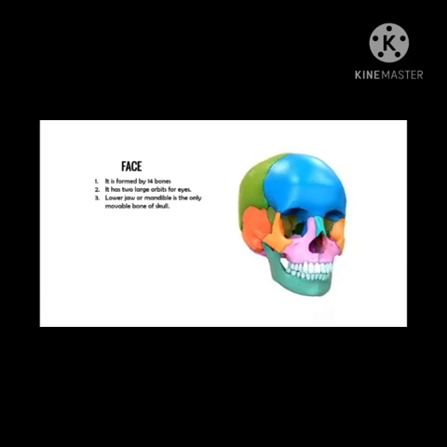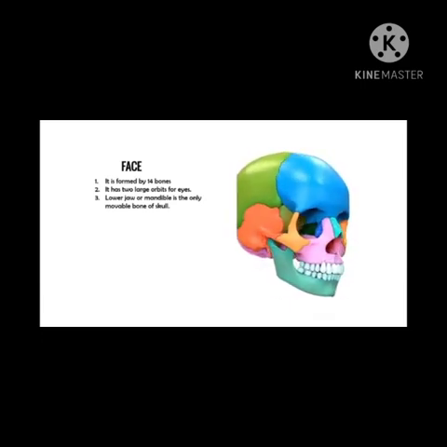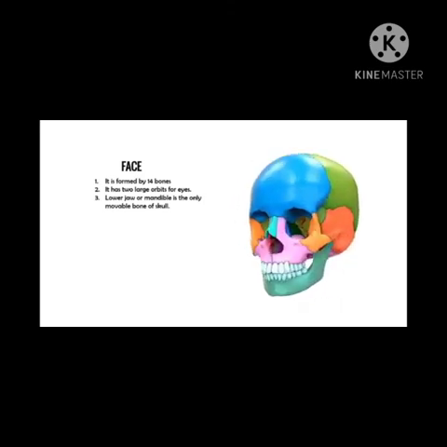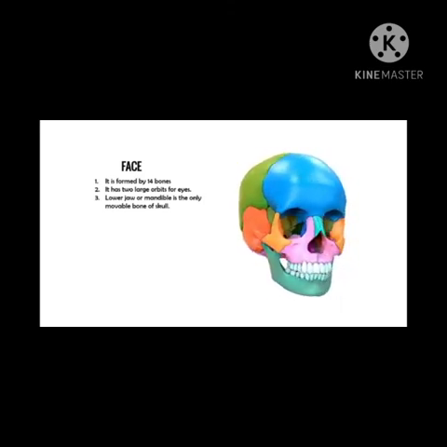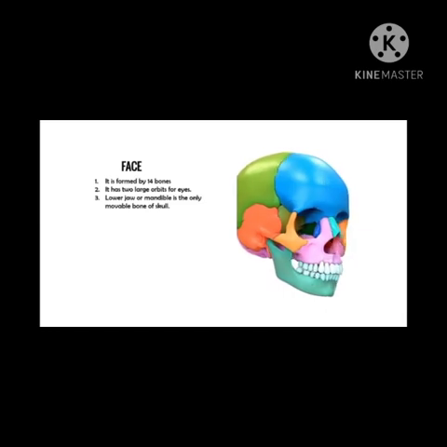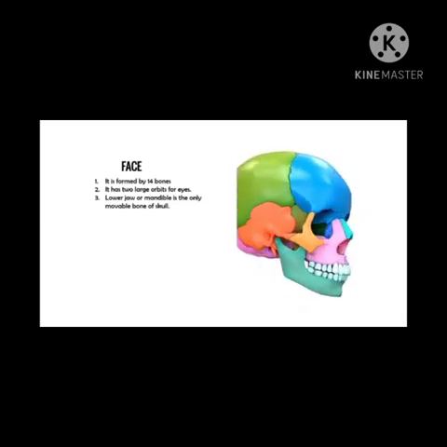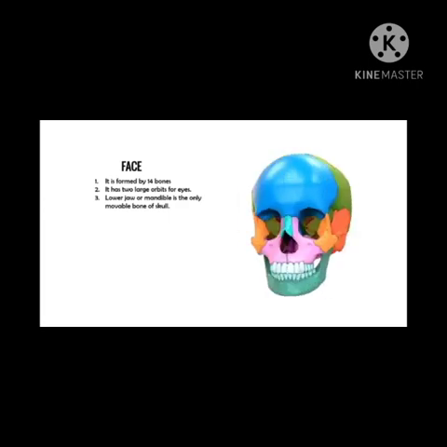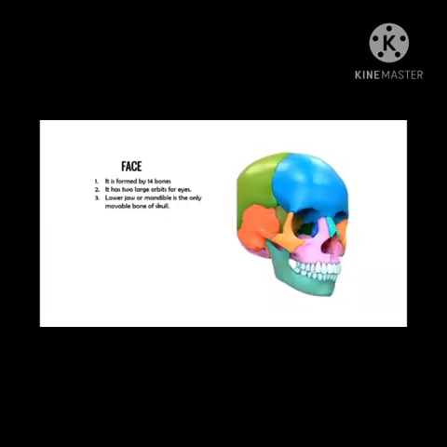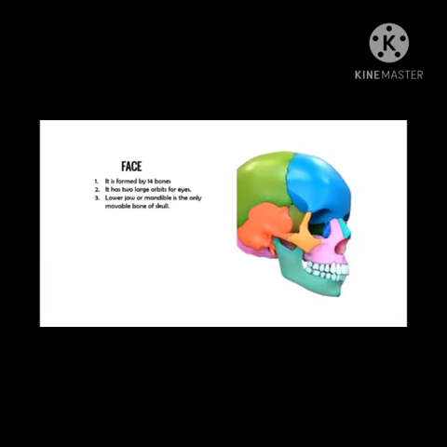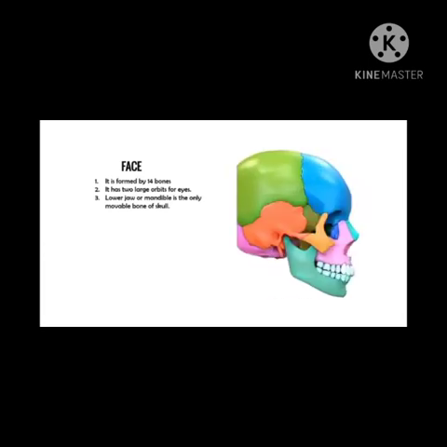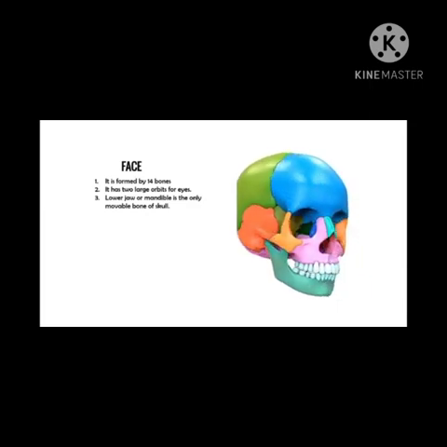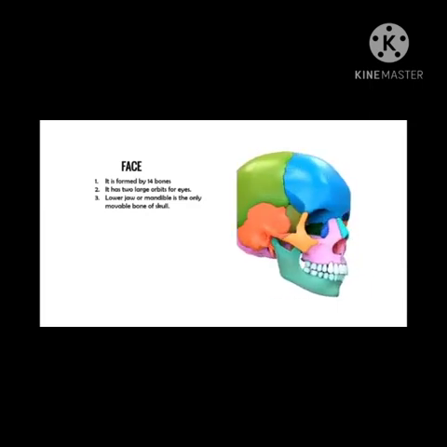Next is your ear ossicles. The ear ossicles are 6 in number, and these are very small bones. 3 ear ossicles are present in each middle ear. These bones help in conveying sound waves from the external ear to the internal ear. Another bone called hyoid bone is also present in the throat. This is the only bone in our body which does not form any joint. Otherwise, all the bones have joints.